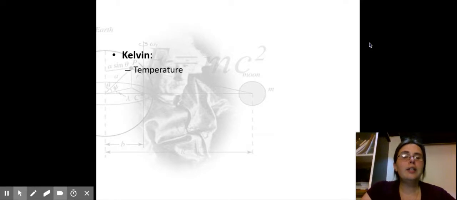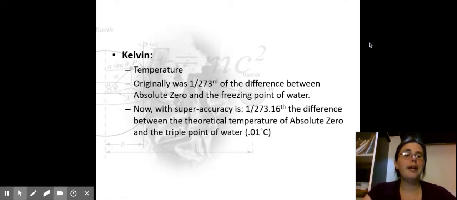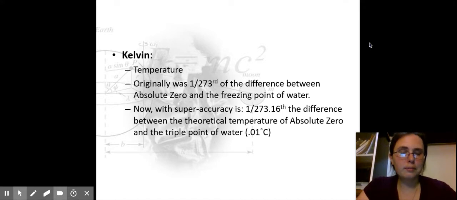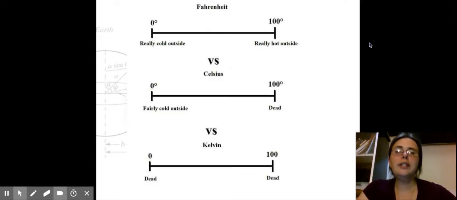Okay, so Kelvin is temperature, and it was originally based on 1/273rd of the difference between absolute zero and the freezing point of water. But now we have a more accurate description based on the triple point of water. And the triple point is just when the solid, liquid, and gas phases exist at the same time at a certain temperature and pressure. So this scale here kind of shows you the difference between Fahrenheit versus Celsius versus Kelvin.